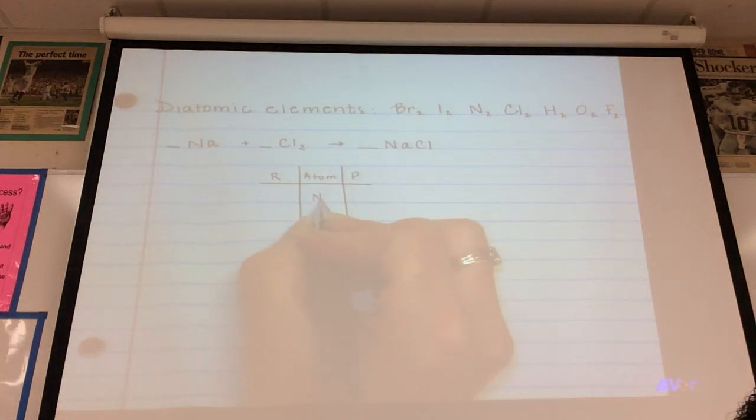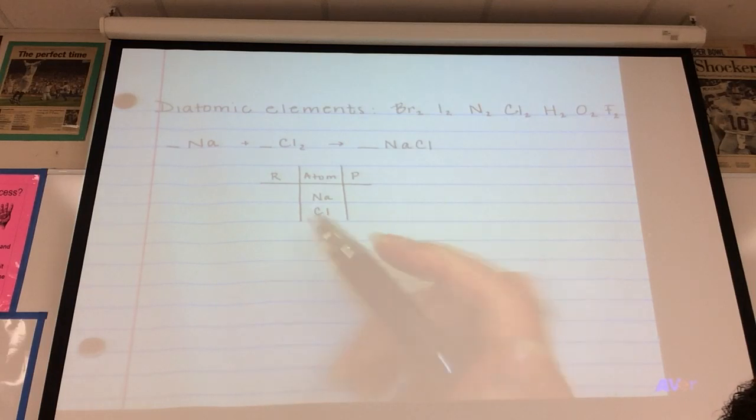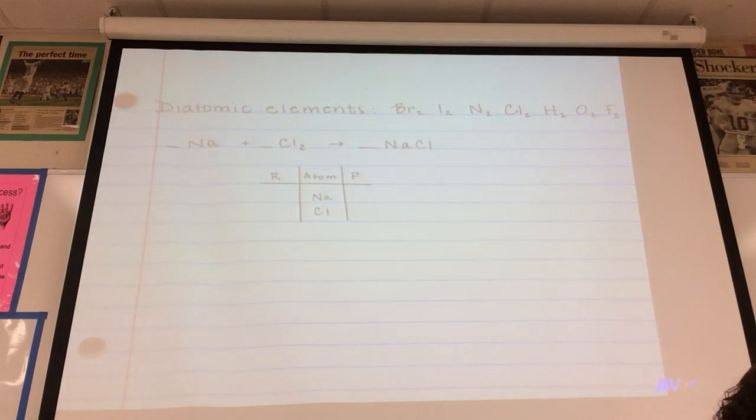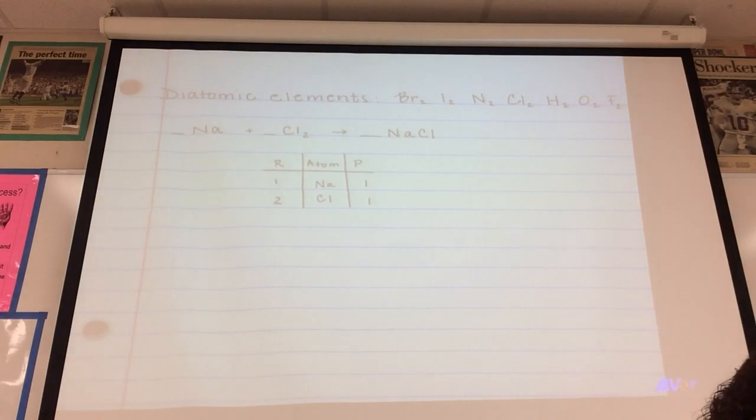We've got sodium and we've got chlorine. So I list each atom separately. Every time I have a capital letter, I have a new atom. R for reactants, P for products. I've got 1 sodium on the left and 2 chlorine on the left. I've got 1 sodium on the right and 1 chlorine on the right. In order to be balanced, the sodium have to be the same, the chlorine have to be the same, and they're not.